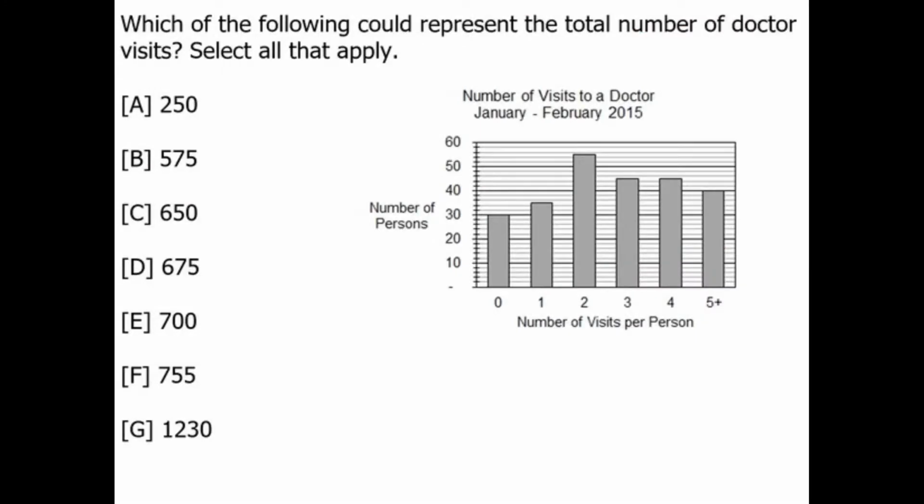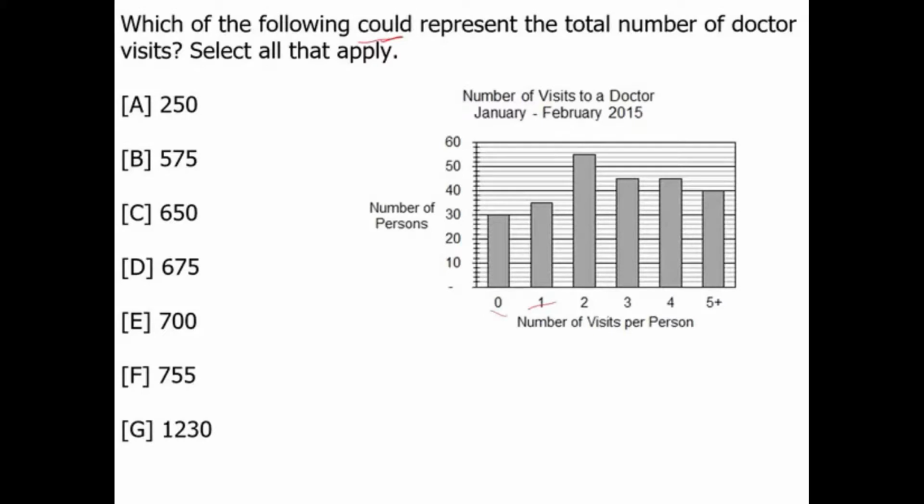Okay, so in this problem here, we're looking for which of the following answers could represent the total number of doctor visits. So if a number of doctor visits is possible, it's a correct answer. Now in this bar graph, we see the number of persons is on the y-axis, and the number of visits per person are represented by the bars. So this one represents 0, this one represents 1 visit per person, and so on.